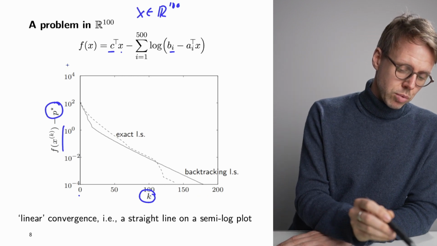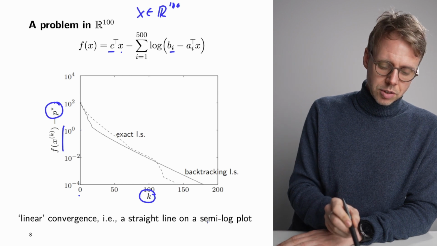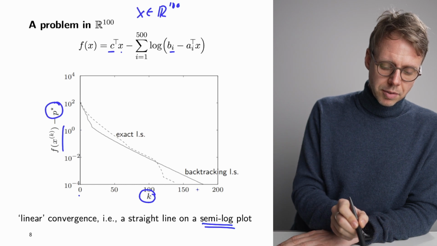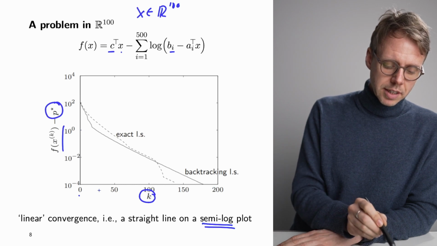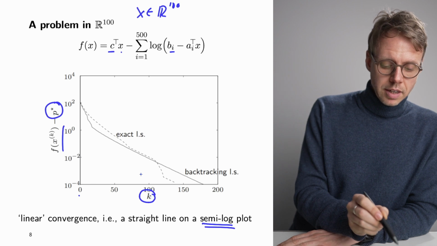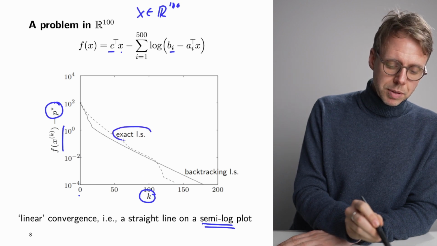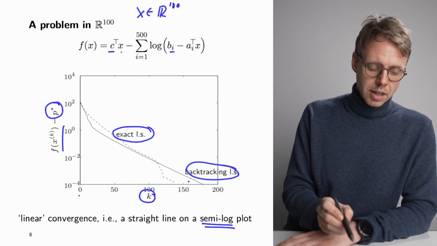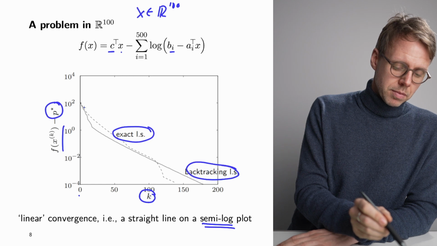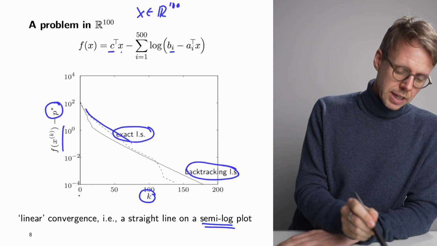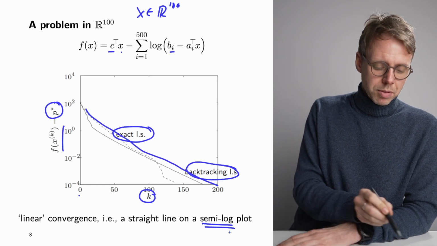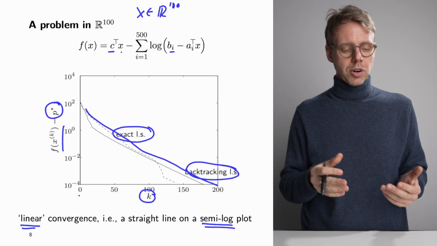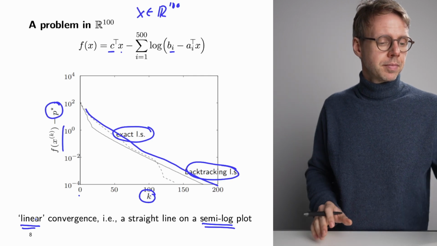The distance is plotted here on a log scale, so this is a so-called semi-log plot, and the iteration is plotted on a linear scale. Then we see that there is no big difference between an exact line search and a backtracking line search for this particular problem. And because this is close to a straight line on this semi-log plot, we would actually call this a linear convergence of our algorithm.